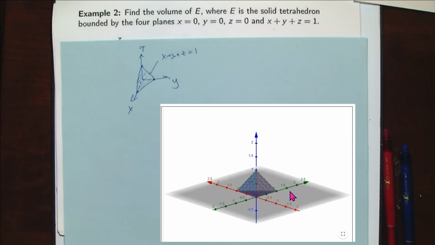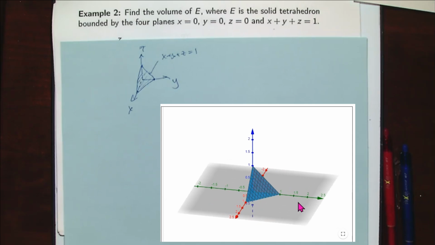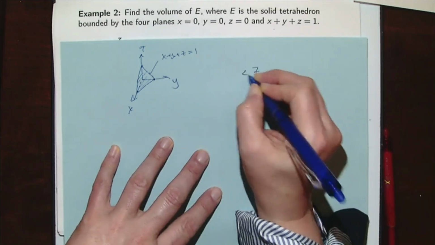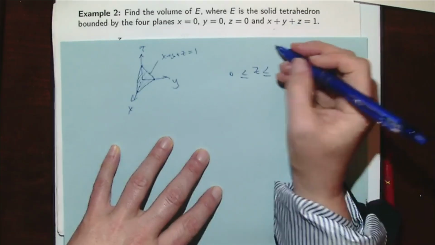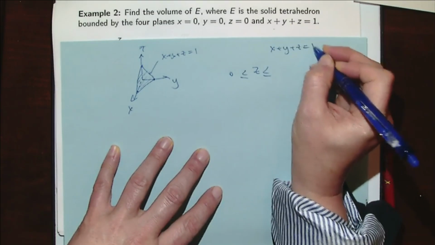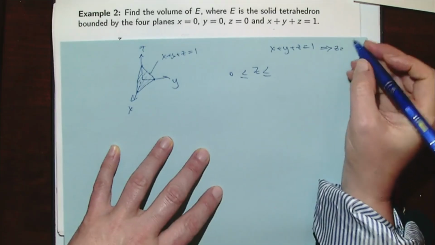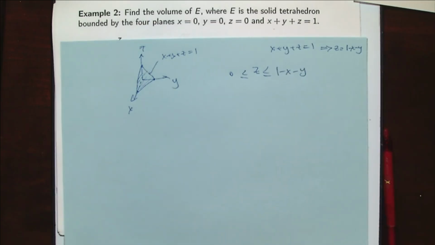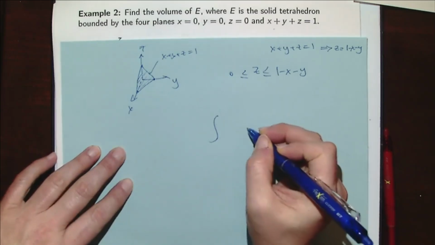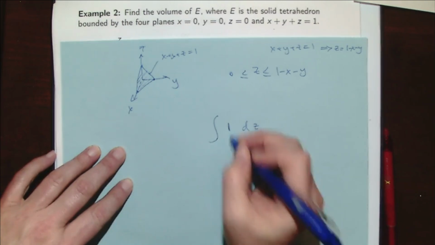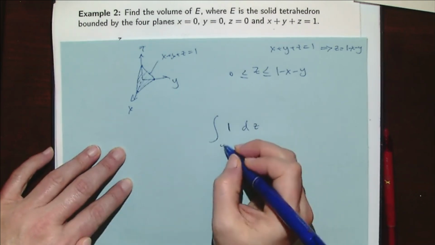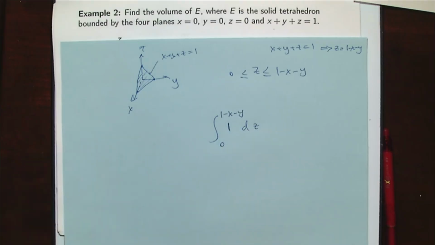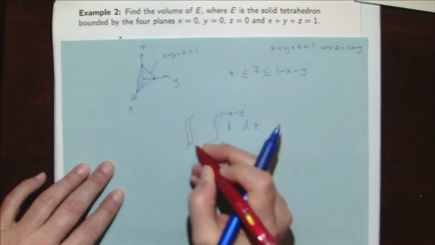What is the upper surface? Yeah, that blue thing is the upper surface. So z is between 0 and what? Solve for z. Solving for z gives me what? 1 minus x minus y. That's the first step. So I figured out the most inner. I can even write it down. dz, and I'm finding volume. Volume is just f is 1. 0 to 1 minus x minus y. Now I have to set up a double integral.